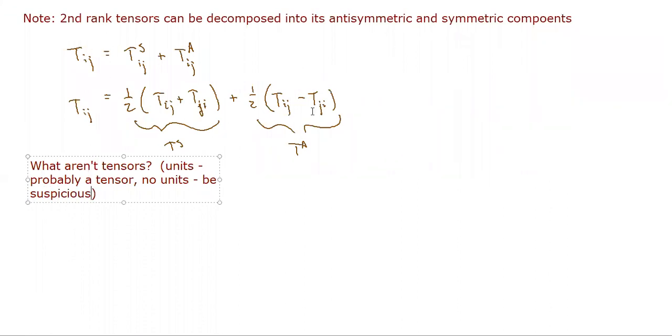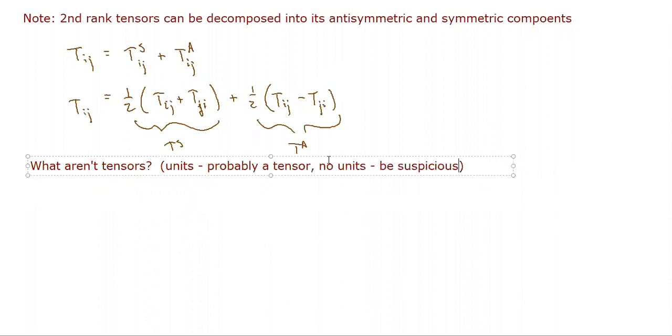Basically, the work's been done for you sociologically in the physics textbook: if it's got units, it's probably a tensor. If it's got no units, you should be suspicious. It's not to say no, but you should be at least suspicious. So go back to our old friend, the Kronecker delta symbol.